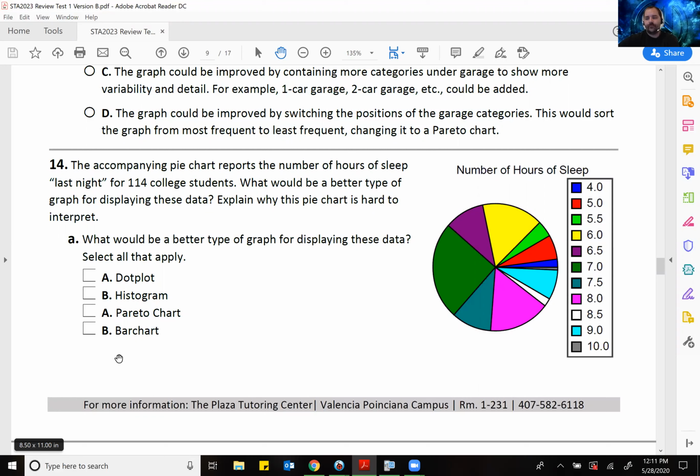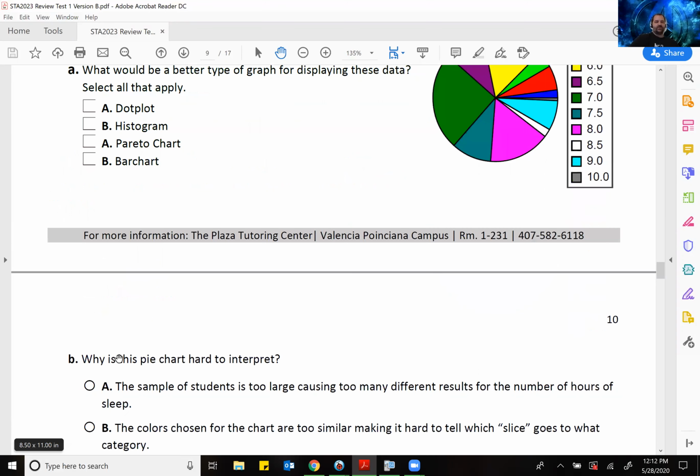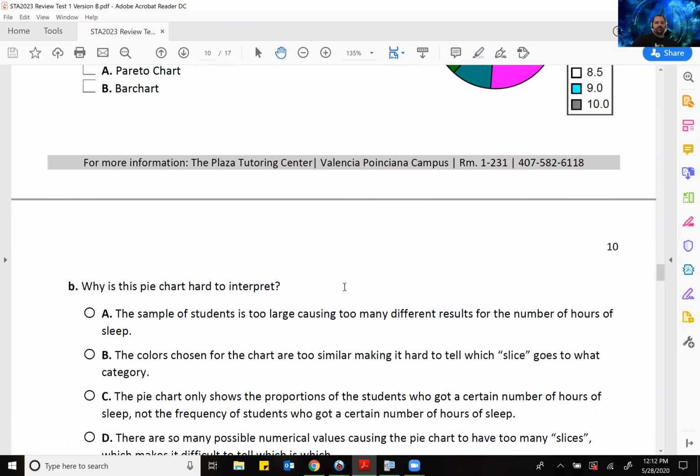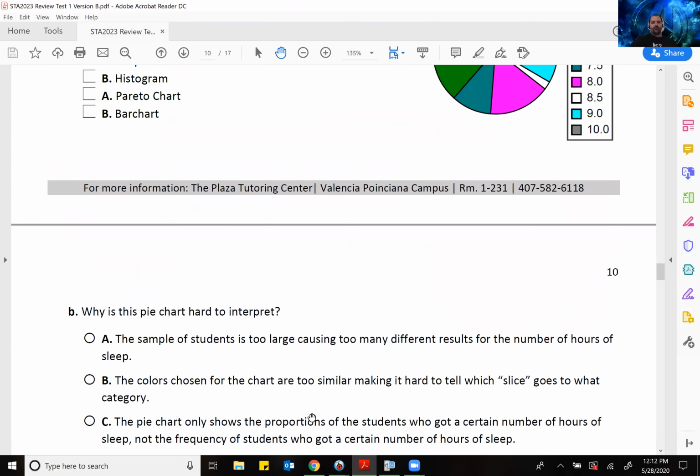All right. So there is another question to this. Why is this pie chart hard to interpret? I mean, this is really truly a mess. Did any of you see this small little sliver of gray right there that represented 10? Maybe you did, maybe you didn't. So why is that hard to interpret? What do you think?